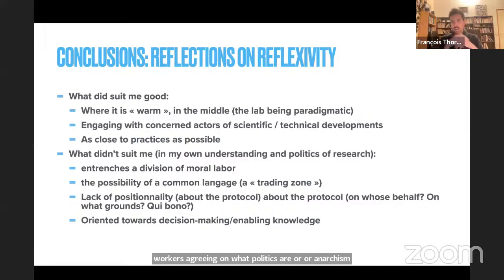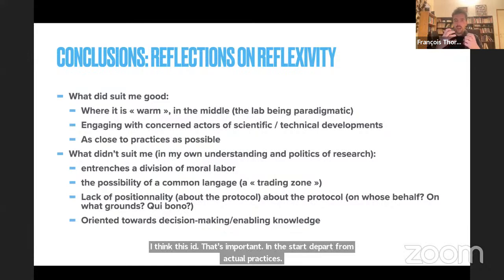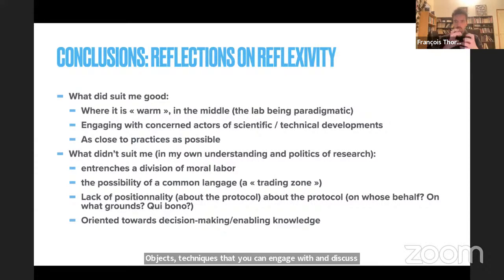That's something I developed in the second part of the talk, which I don't think I really will have time to go in depth with, but I think this idea that's important in STIR, to depart from actual practices, objects, techniques that you can engage with and discuss with, are places where notions of reflexivity are all the time in dispute, in conversation, in negotiation, but it has to be grounded in some sort of material.